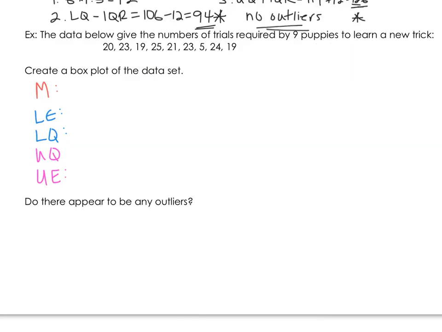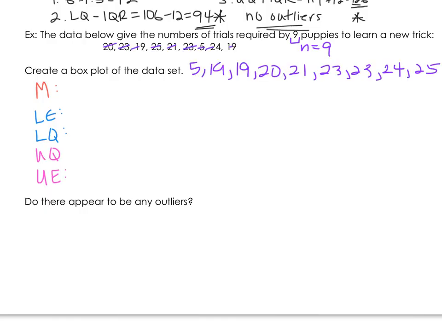Let's try another example. The data below give the number of trials required by 9 puppies to learn a new trick. We already know how many terms there are. There are 9 data points because there's 9 puppies. First thing we want you to do is write these in order from least to greatest. Then we'll determine median, lower extreme and lower quartile, upper quartile and upper extreme to create our box plot. Pause the video and line up the numbers. Be sure to have all 9 represented, and we'll go from there.